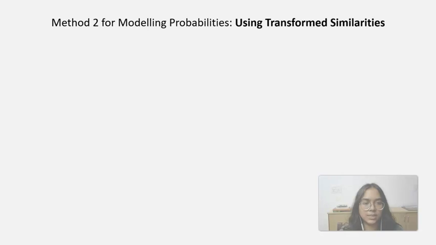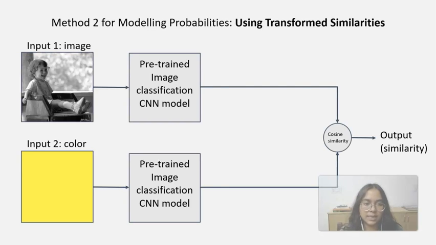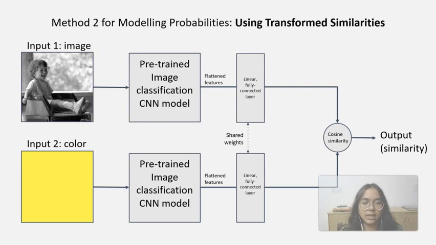In method 2, we first start with the previous method as shown. But instead of using raw features, we add a linear layer in between. So finally, we calculate similarities between transformed features extracted to give the output probabilities.